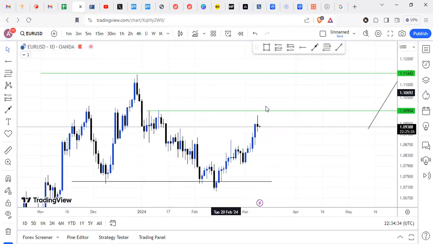So on the daily time frame, you can see we are in sort of a bullish trend after taking this low right there.